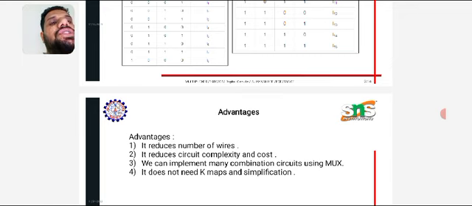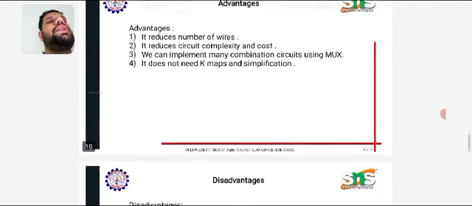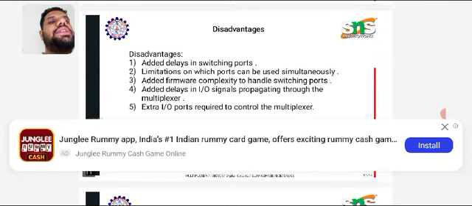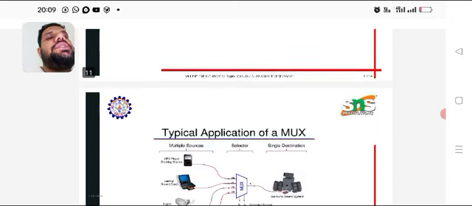The advantage is that it reduces the number of wires, circuit complexity and cost. You need no K maps here for simplification, and we can implement many combinational circuits using this mux also. There are some disadvantages also, which are delays in the switching process, because the selection line will connect only one input at a time with the output, so others have to wait. That is the major disadvantage of the multiplexer.